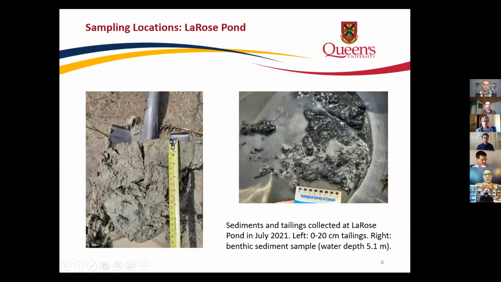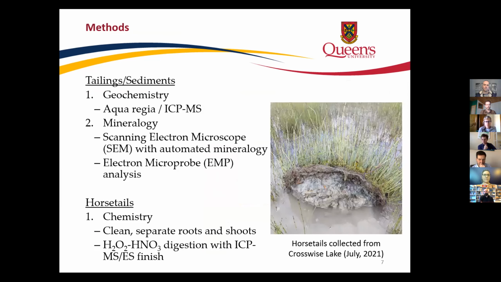Here I wanted to show the contrast between the tailings on the left, that are this light gray, fine grain material, compared to these black, sludgy, mud-like sediments from the bottom of LaRose Pond, which are mixed in with some of those gray tailings as well. These textural differences come into play when we consider the different chemistries of these materials. So what did I actually do with these samples?